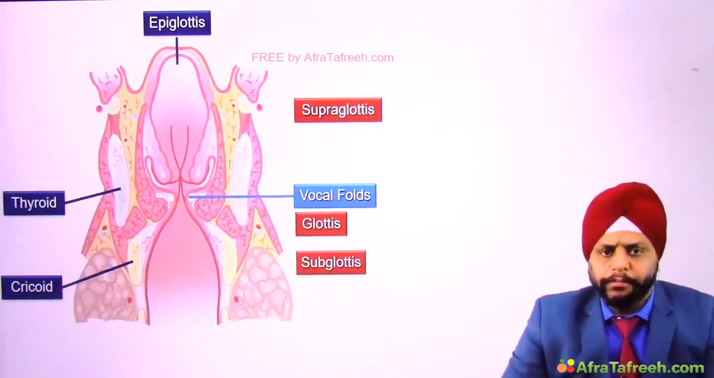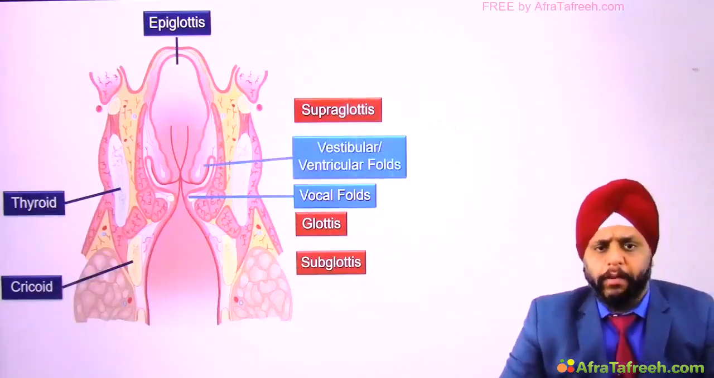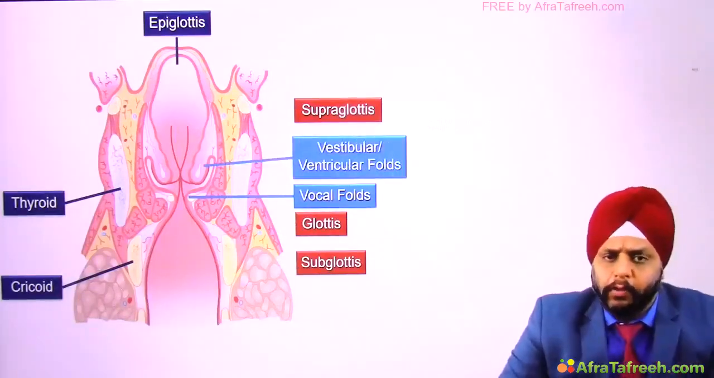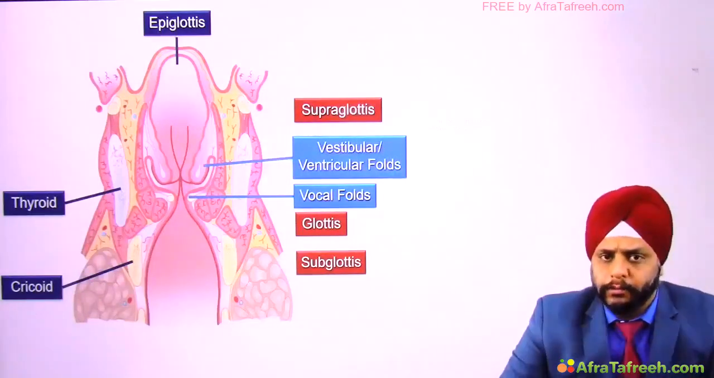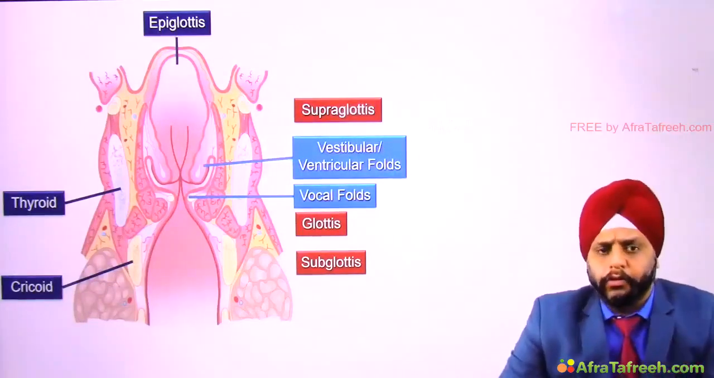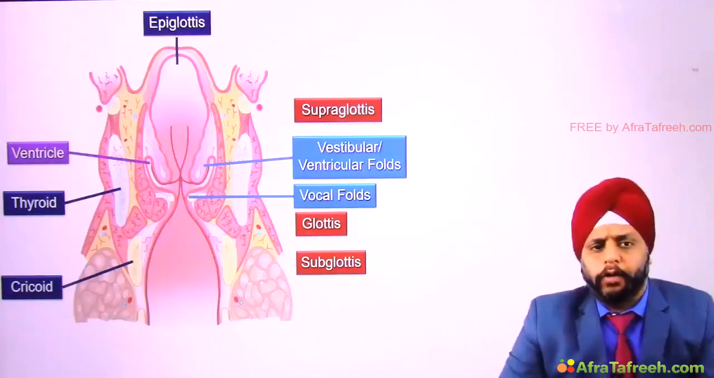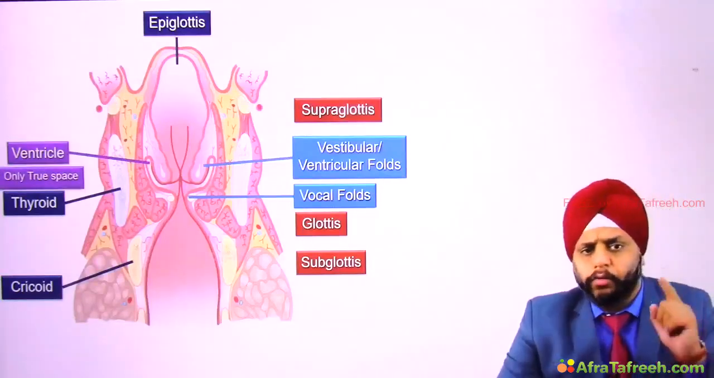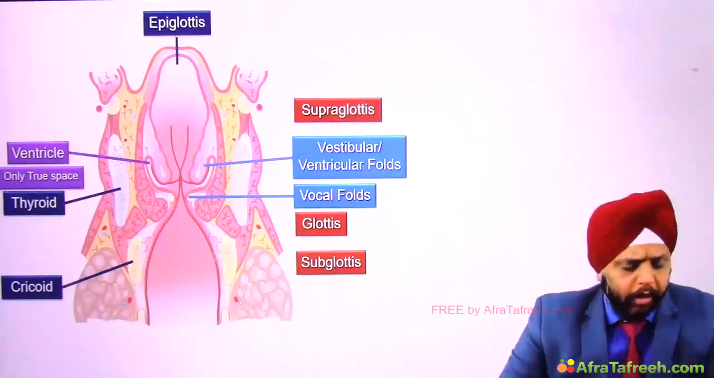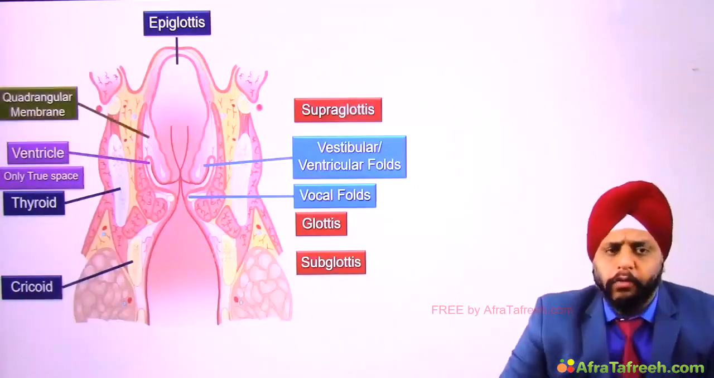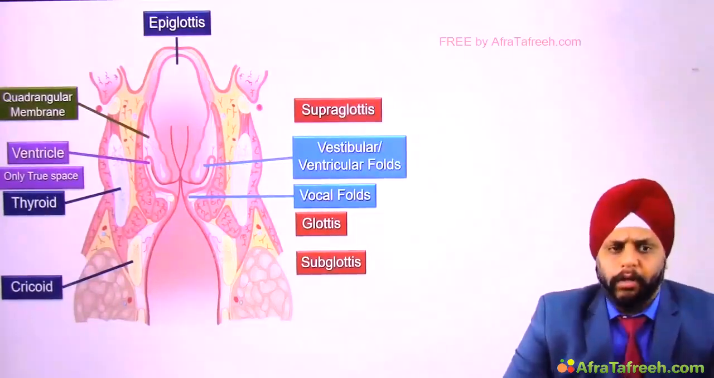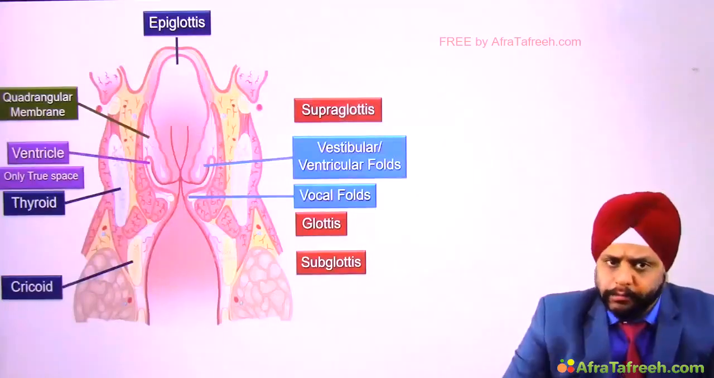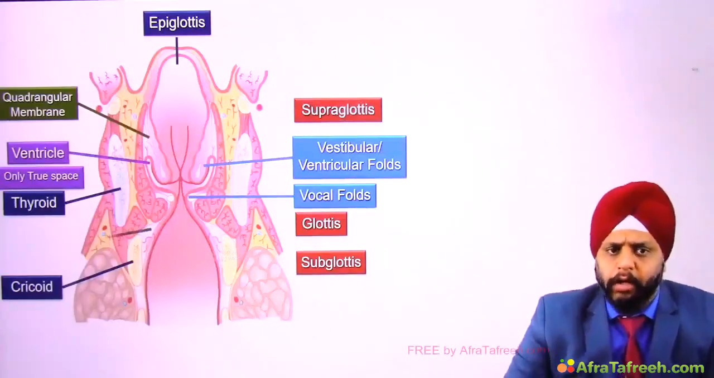All right. Now, what next do we have? Above the vocal folds, we have the vestibular or the ventricular folds. Remember, they were earlier known as false vocal cords, but that's a wrong name. Now, these vestibular or ventricular folds enclose a space known as the ventricle, which is the only true space of larynx. Inside these vestibular folds, we have a membrane that's known as the quadrangular membrane. So this we have seen. What else have we seen?